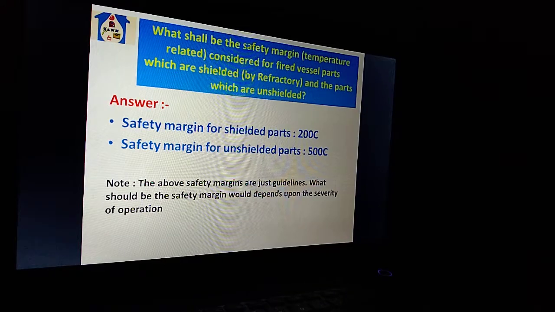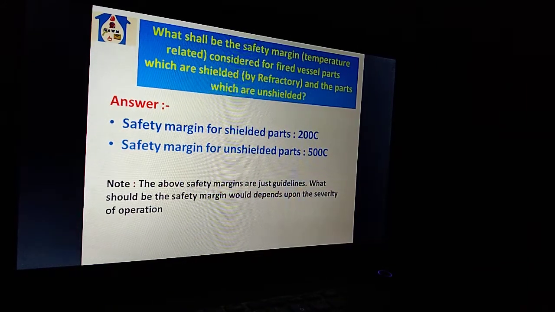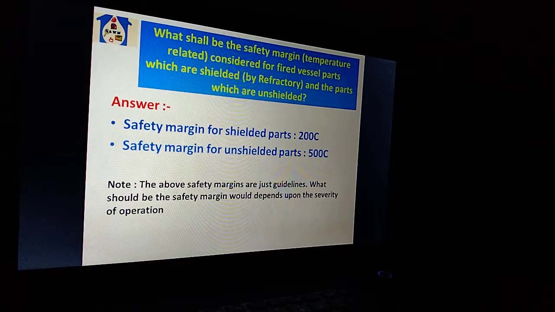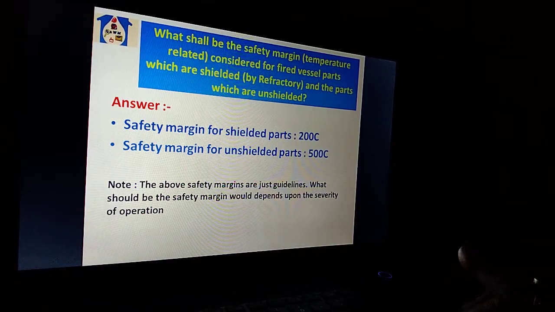What shall be the safety margin considered for the fired vessel parts which are shielded and the parts which are unshielded? Answer: Safety margin for shielded part 200 degrees centigrade. Safety margin for unshielded part 500 degrees centigrade. Note, the above safety margins are just guidelines. What the safety margin should be would depend upon the severity of operation.